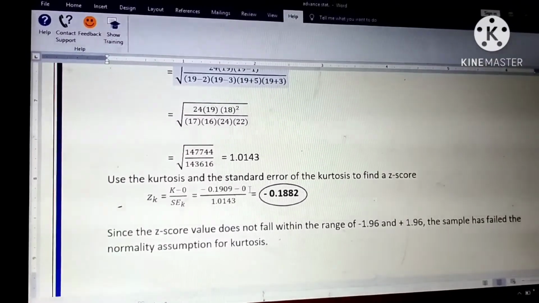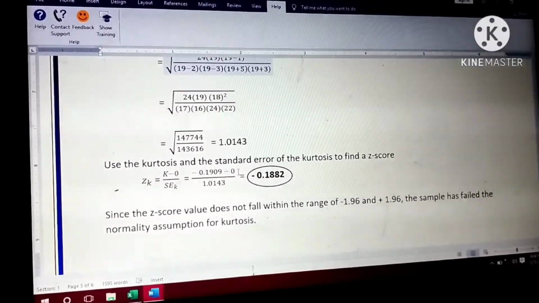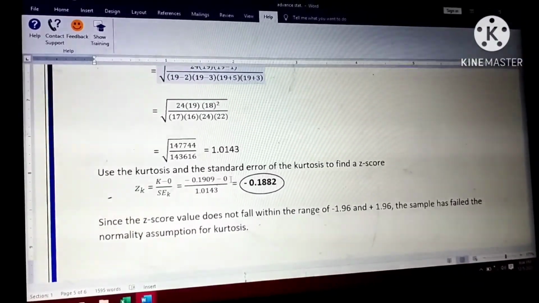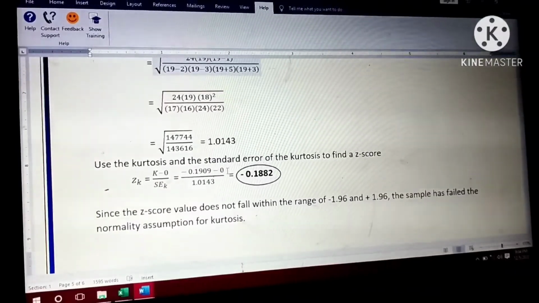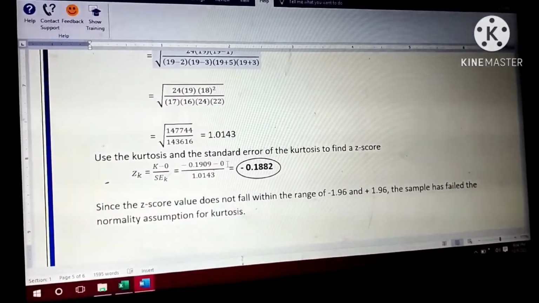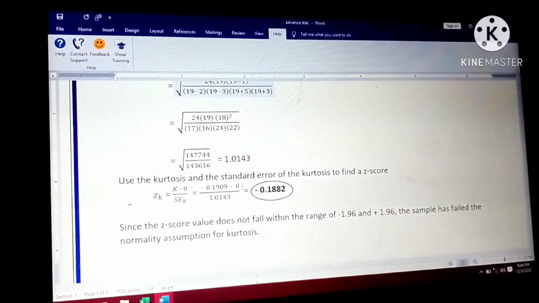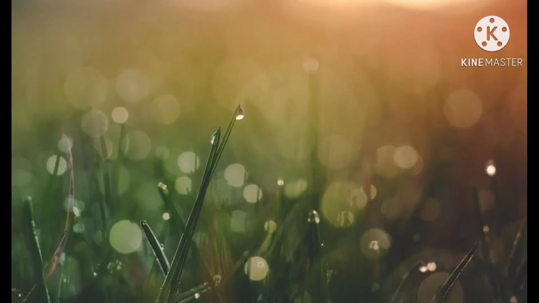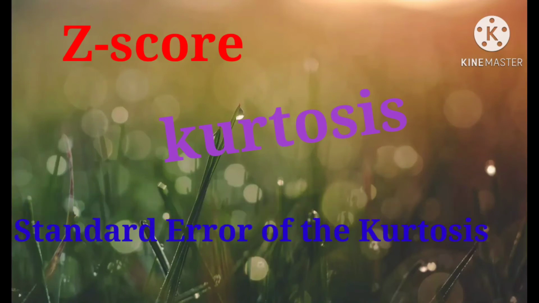Since the z-score value does not fall within the range of negative 1.96 and positive 1.96, the sample has failed the normality assumption of kurtosis. That is the systematic process of finding a z-score using the kurtosis and the standard error of the kurtosis of the data.